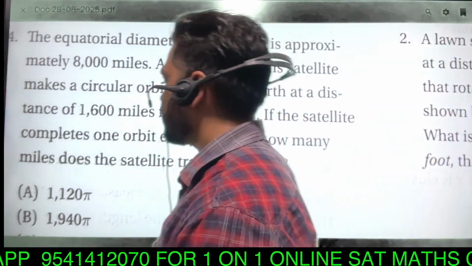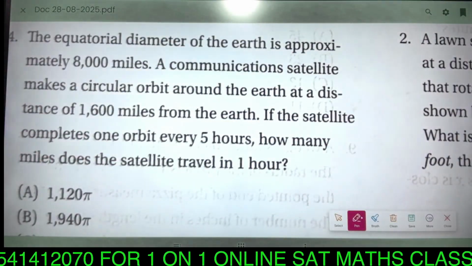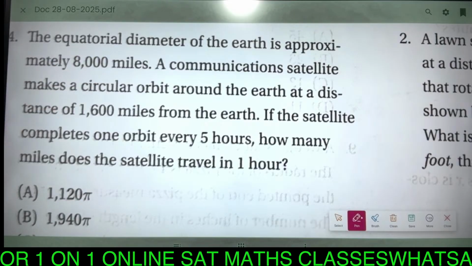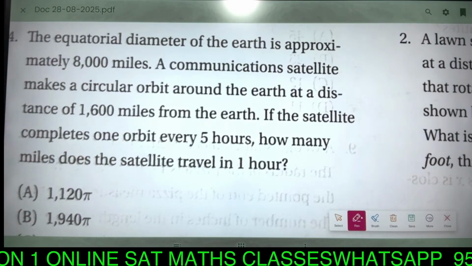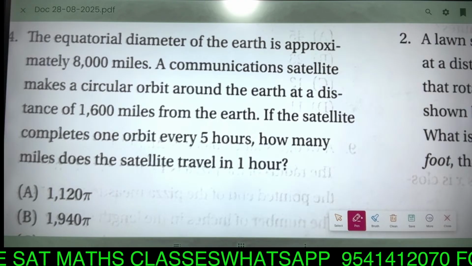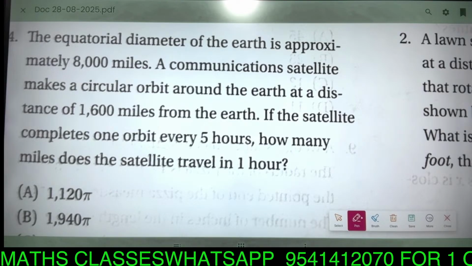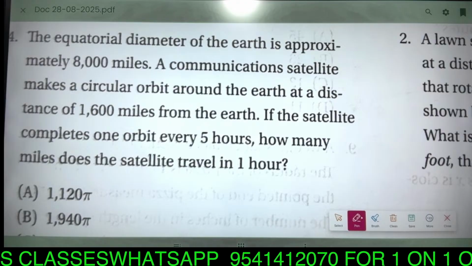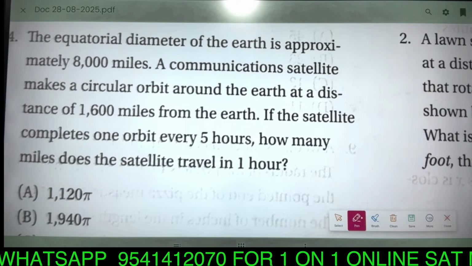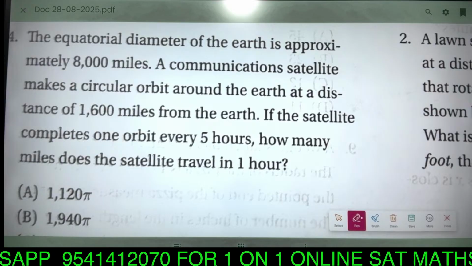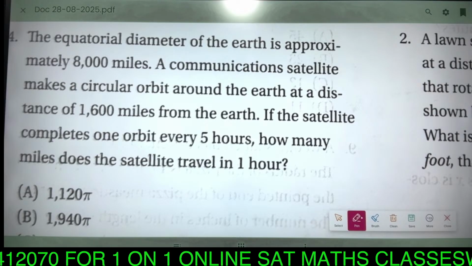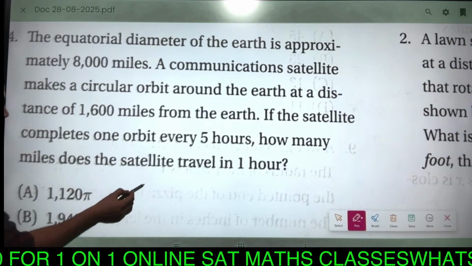They are saying the equatorial diameter of the earth is approximately nearly 8,000 miles. Okay, a communications satellite makes a circular orbit around the earth at a distance of 1600 miles from the earth. If the satellite completes one revolution every 5 hours, how many miles does the satellite travel in 1 hour?